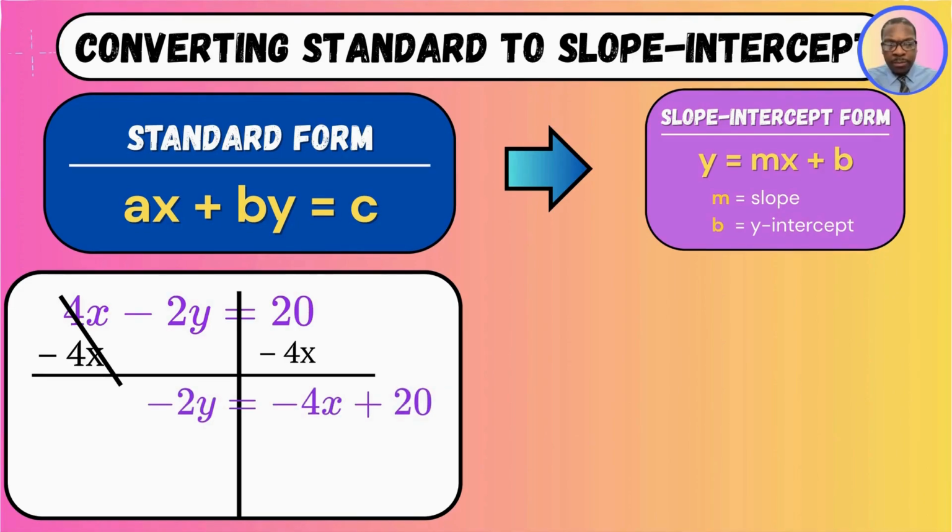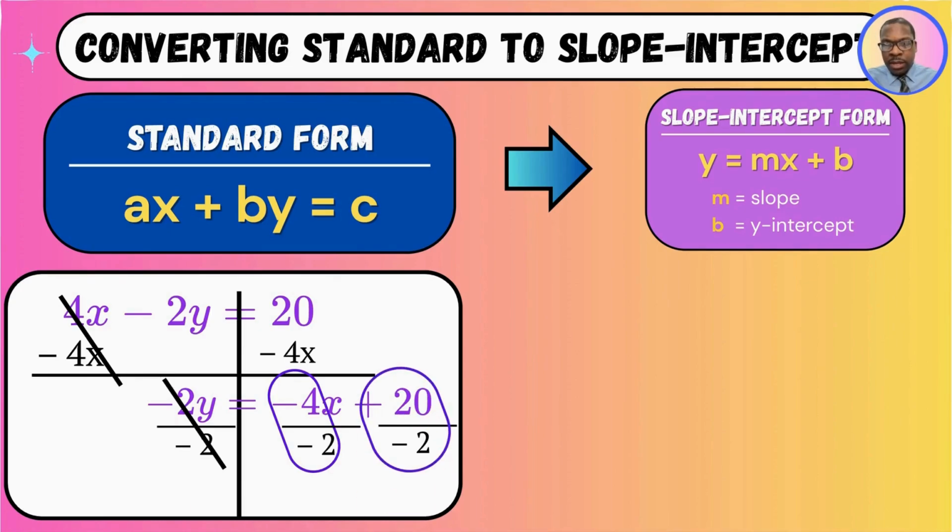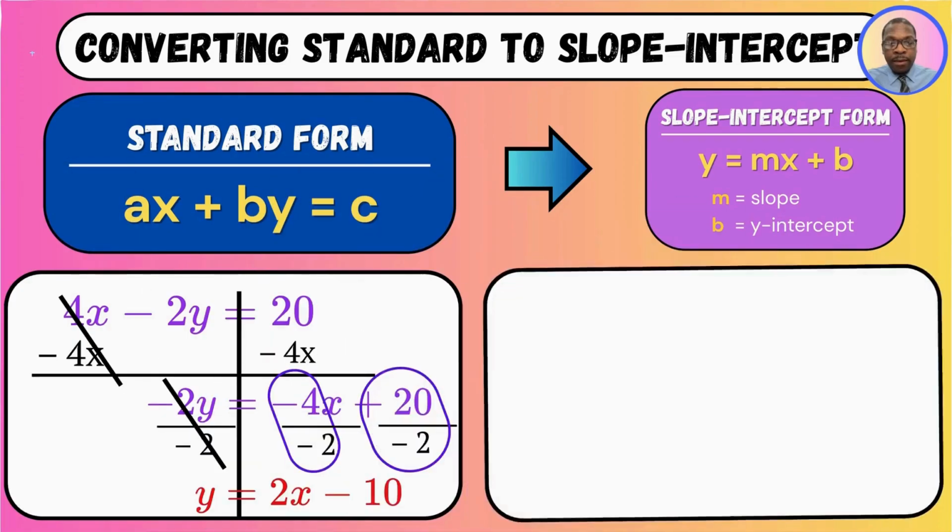Okay, last step. Now we have a negative 2 in front of y. Let's get rid of it. Divide everything by negative 2. Okay, those cancel out. Now let's look at the numbers. Negative 4 divided by negative 2, positive 2. 20 divided by negative 2 is negative 10. All right, that'll give us y equals 2x minus 10, which is very easy to graph in Desmos or any other graphing calculator. All right, let's try another.